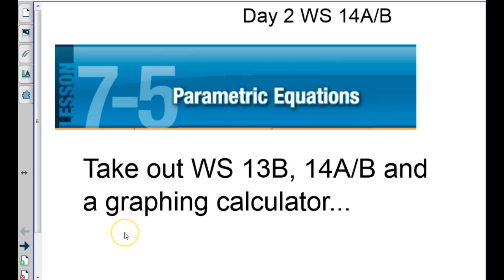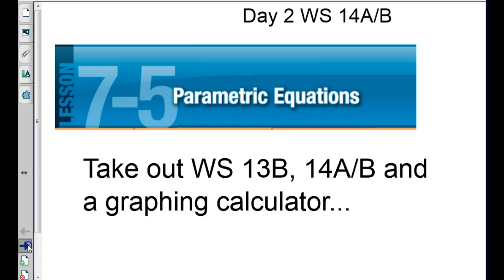We started 7.5 yesterday, but all we got through was the basic idea of graphing parametric equations. Well, that's not all. We also got through partially the idea of eliminating the t. I say partially because we're going to do a little more complicated eliminating of t today. I'm actually going to start on worksheet 14 and then we'll go back and do the examples on 13, okay?